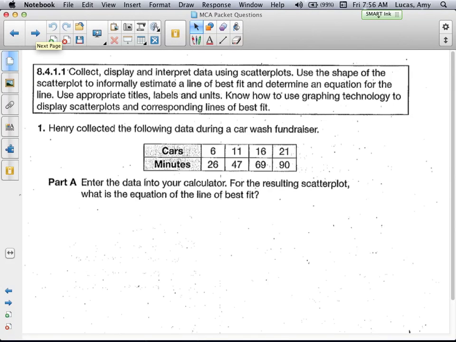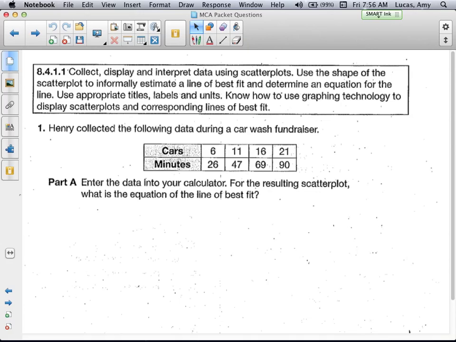Use the shape of the scatter plot to informally estimate a line of best fit and determine an equation for the line. Use appropriate titles, labels, and units. Know how to use graphing technology to display scatter plots and corresponding lines of best fit.